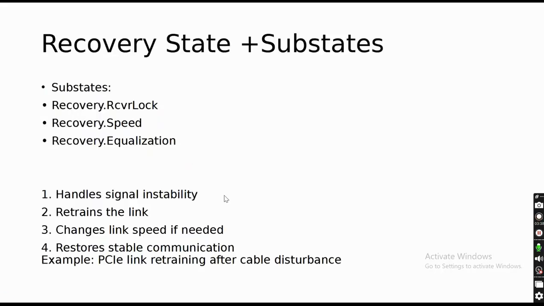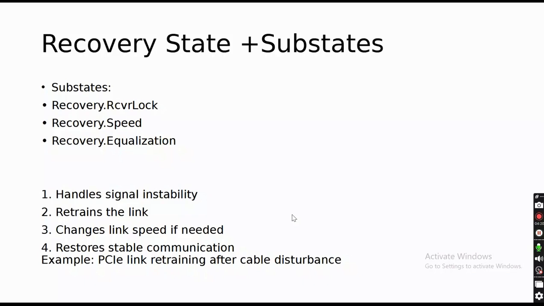Next, the recovery state and substates. Here we have recovery lock, recovery speed, and recovery equalization. This is a very important state in the LTSSM. It handles signal stability, retrains the link, and mainly changes the link speed if needed. For example, if you are working in Gen 4 and want to switch the speed to Gen 5, it is very helpful at that time. It also restores stable communication. For example, PCIe link retraining after a cable disturbance.